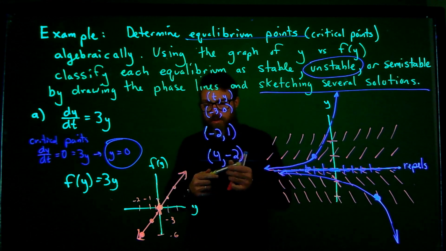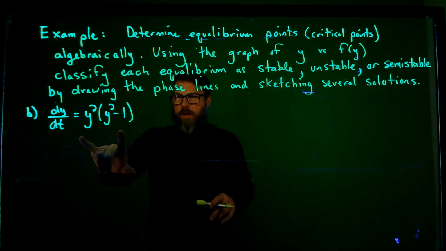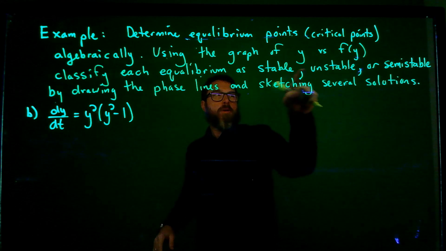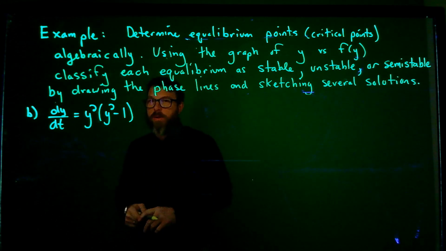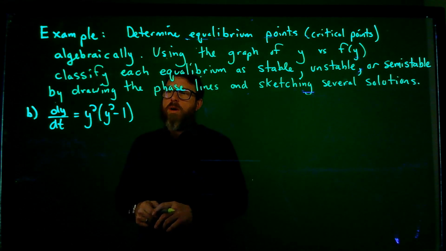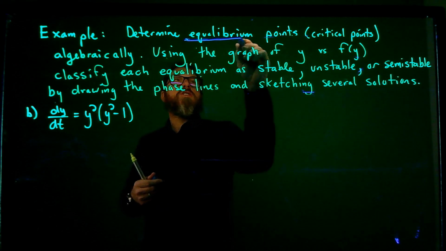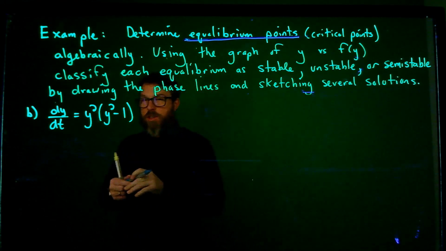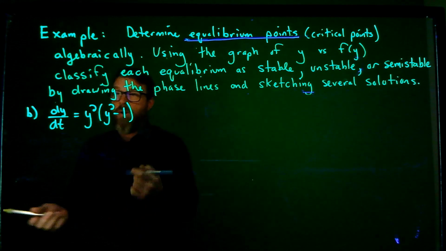So let's do another one. For the second one, I want to do something more complicated that might have stable, unstable, and semi-stable equilibrium points. So I chose one that had more than just one equilibrium point. It's got a bunch. So remember, when we want to find our equilibrium points, we're really just determining where its slope is going to be equal to 0.